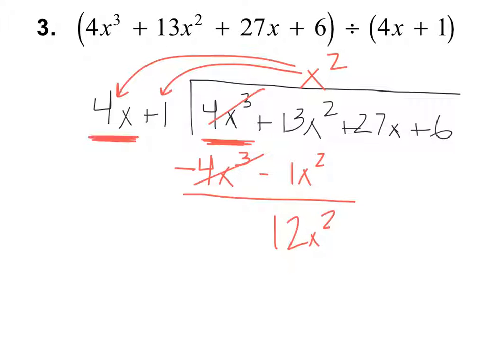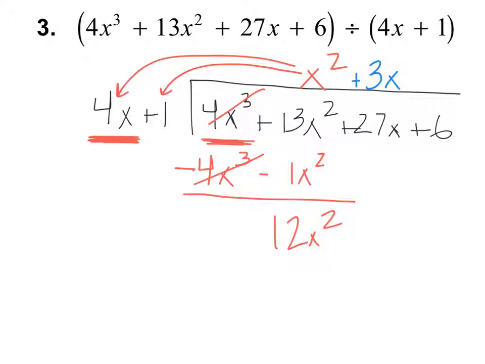And then we repeat the process again. So just looking at this first term here, how many 4x's go into 12x squared? Or another way of thinking it, how can I get 4x to be 12x squared? Now you might have guessed that it's 3x, because 3x times 4x is 12x squared, that works. So I'm going to put it over its respective thing here, so 3x.